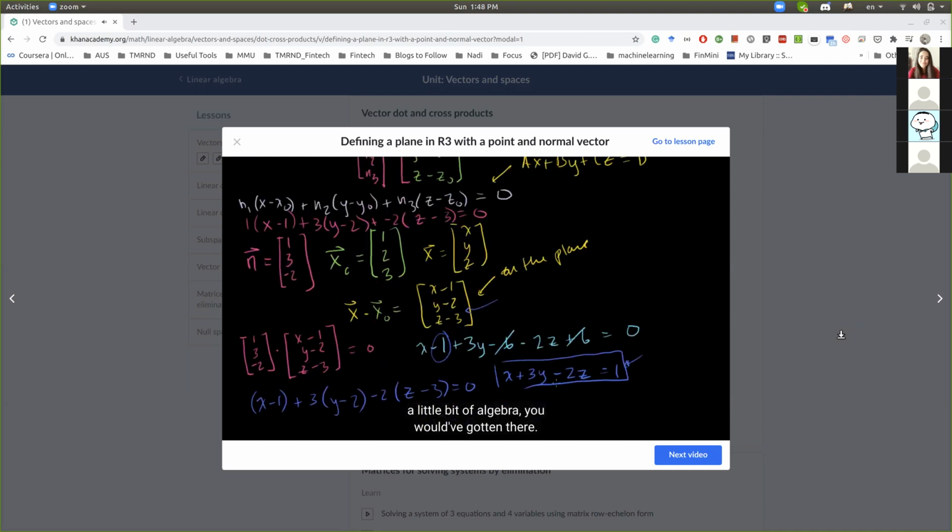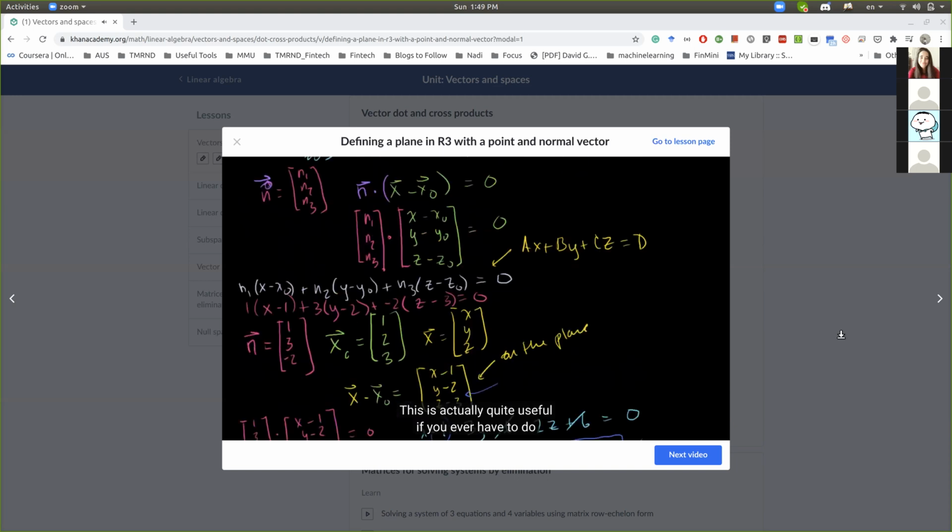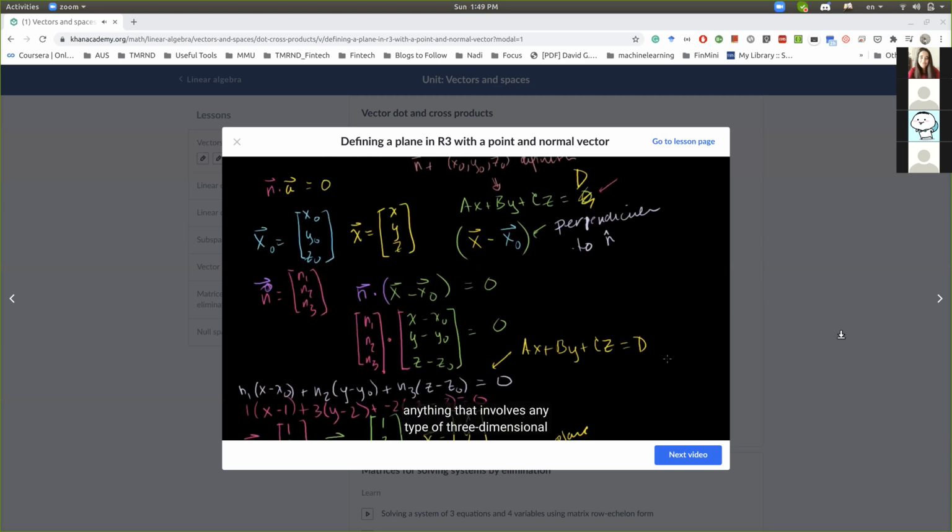So hopefully you find this reasonably useful. This is actually quite useful if you ever have to do anything that involves any type of three-dimensional mathematics. And if you ever become a game programmer, there are thousands of other applications. But this is a useful byproduct of some of the formal mathematics that we've been doing.